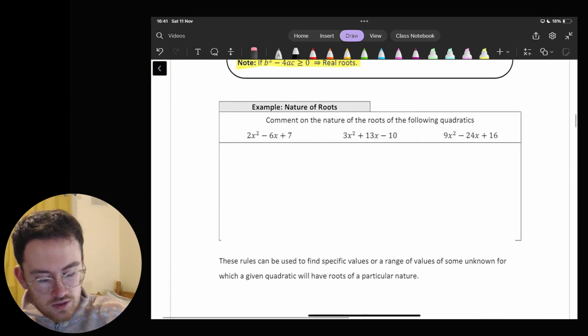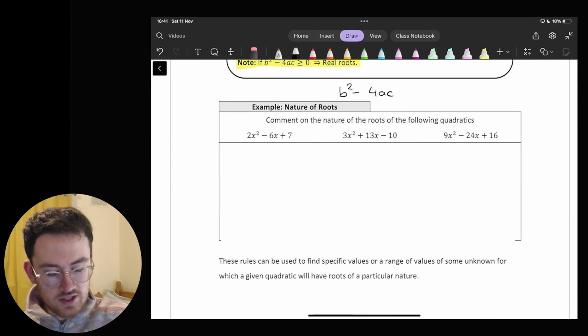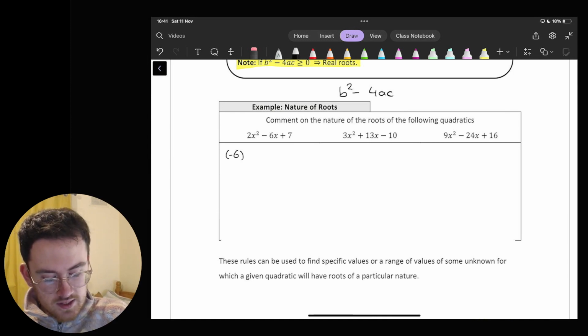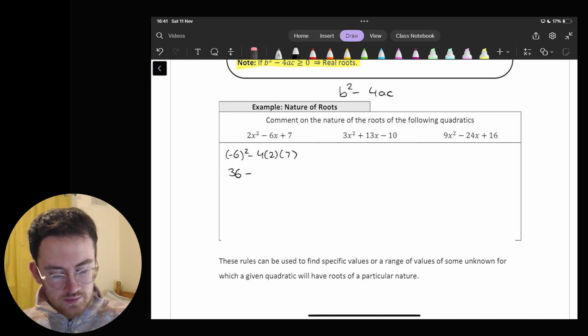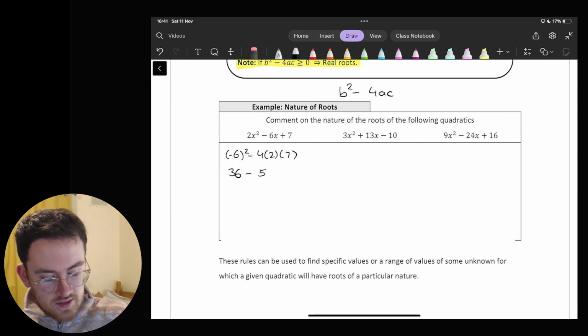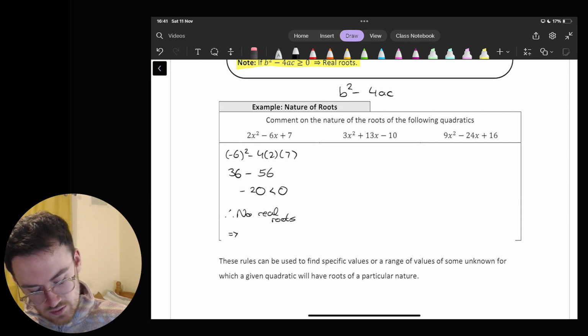We jump straight to our discriminant. So remember, we're using b squared minus 4ac for all of these questions. So for the first one, minus 6 squared minus 4 times 2 times 7. So I get 36 minus 4 times 2 is 8 times 7 is 56. So I get an answer of minus 20, which of course is less than 0. So that means no real roots. We can also say two complex roots or imaginary roots.